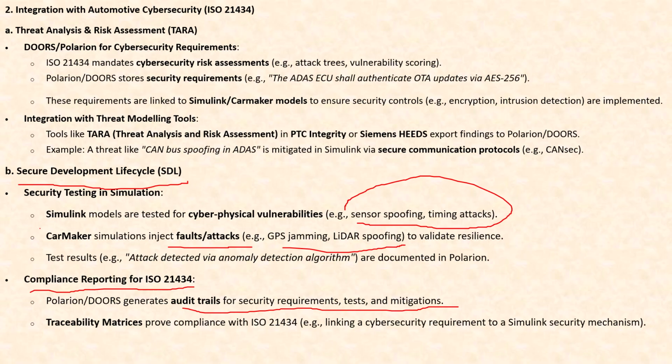Next is traceability matrices prove compliance with ISO 21434. By now you have understood that ISO 21434 is a standard which encompasses all the various requirements of automotive cyber security.